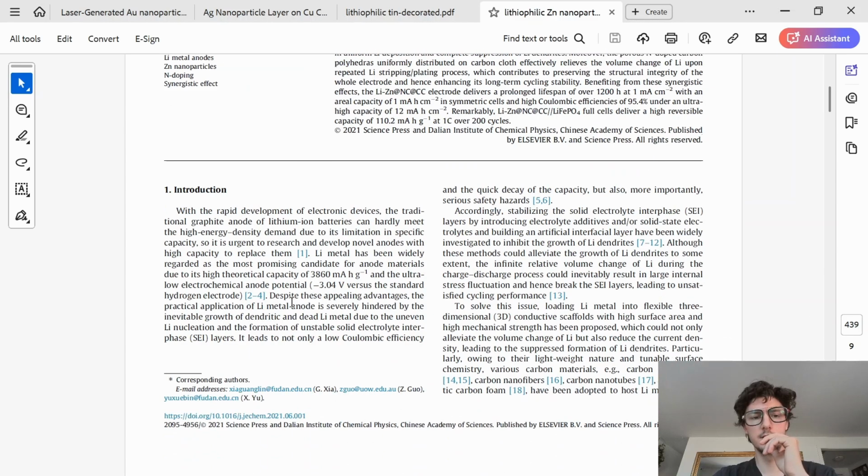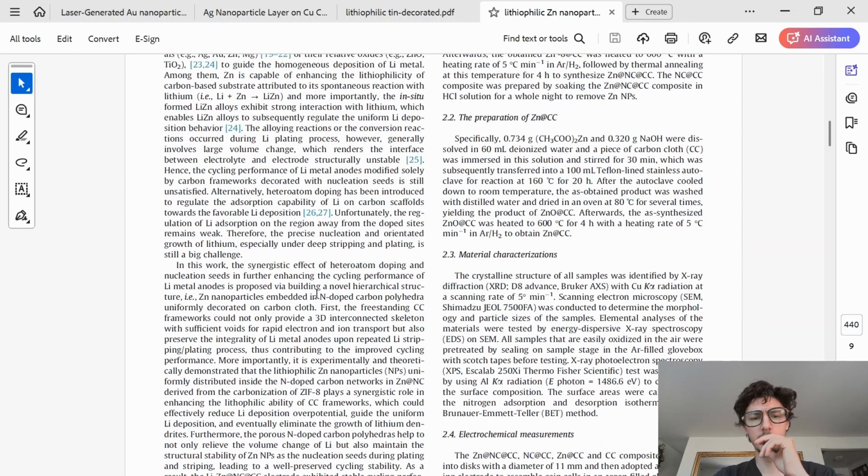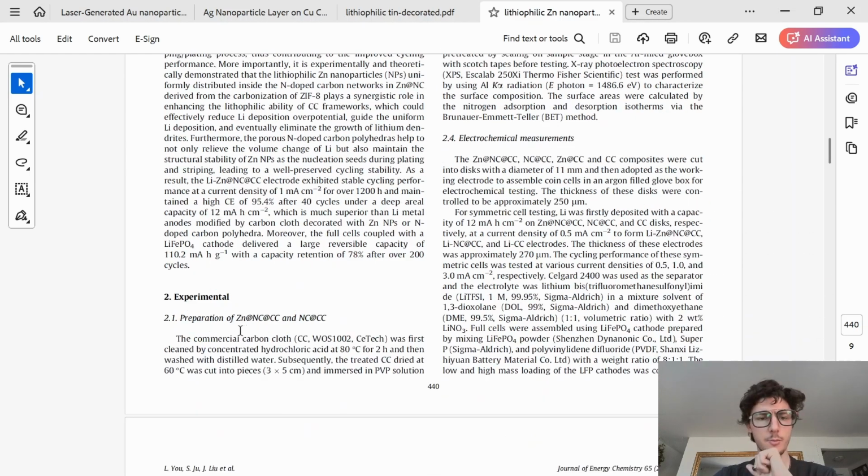Some keywords that are interesting, some introduction, and experimental. Preparation of zinc, NC, CC, NC, CC. If we read the introduction and the abstract, we should know what this is, but I'm just going to look at the experimental section.